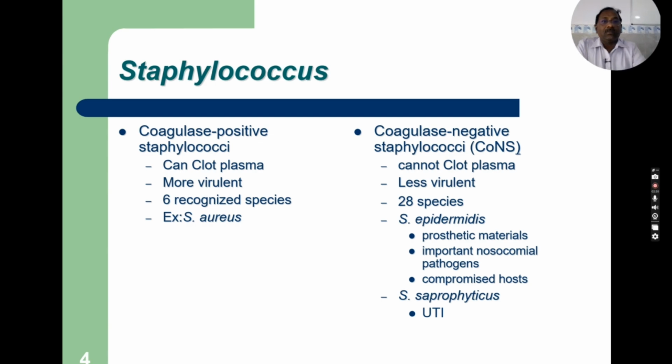Coagulase negative cannot clot the plasma. They are less virulent. Staphylococcus epidermidis especially involves prosthetic materials. Important nosocomial pathogens, and compromised hosts like HIV positivity, chronic uncontrolled diabetes, the elderly, etc. And Staphylococcus saprophyticus causes urinary tract infections. So these are the two main subsets of the staphylococci: one is coagulase positive and one is coagulase negative.